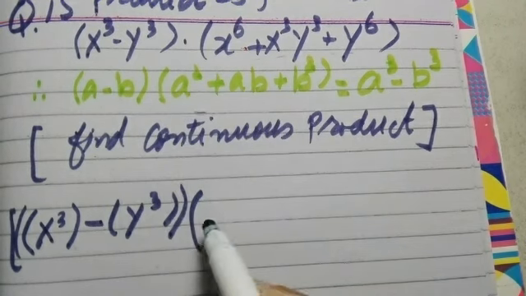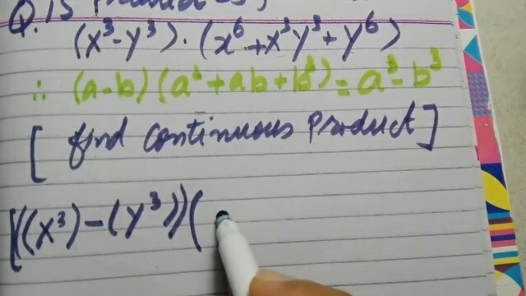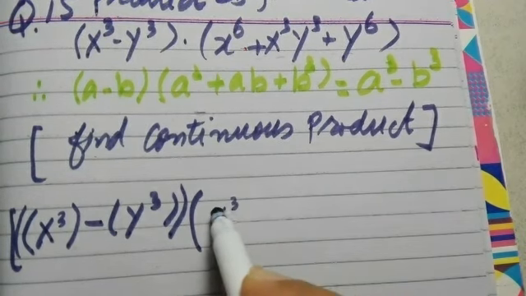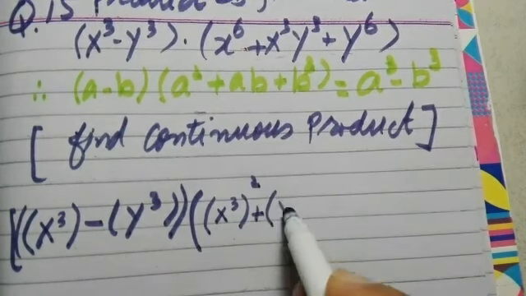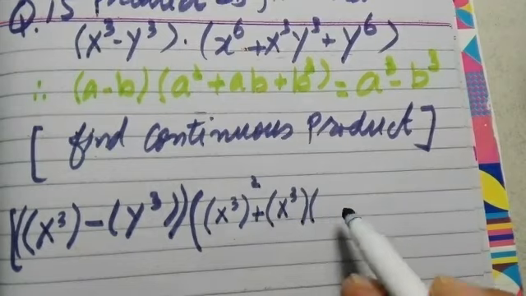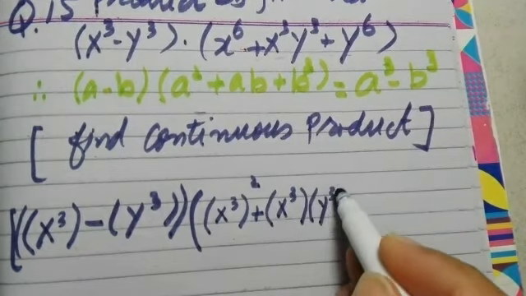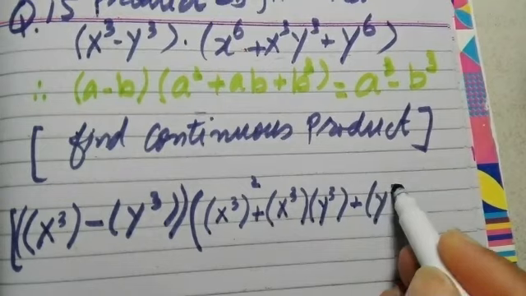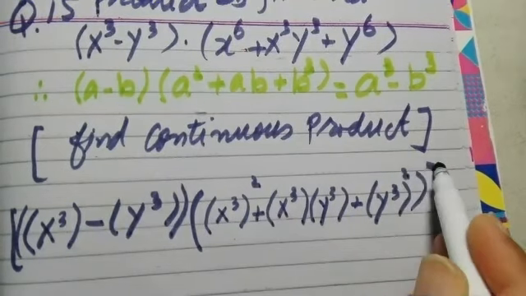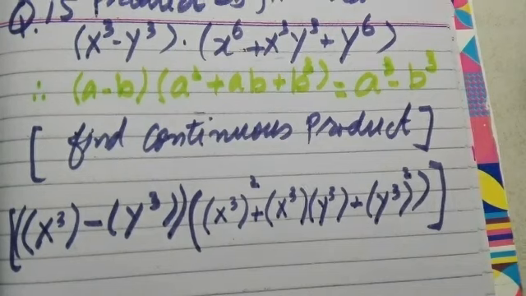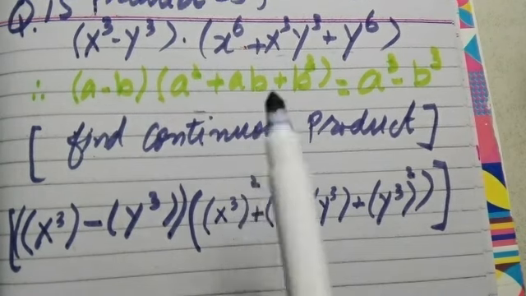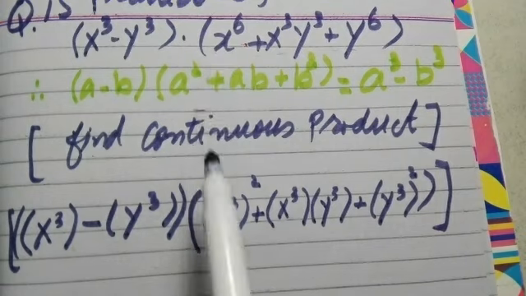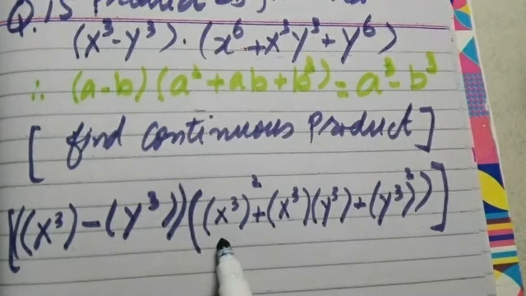Means I would write a square, and in this question a is taken as x3. So I would write x3 square, and in place of b I will write y3, and then it will become y3 square. So what I have done, I have just arranged the terms according to the formula. If we simplify orally, 3 into 2 will become 6, and you can see y raised to power 6 is arranged actually. It is just arranged according to the formula.